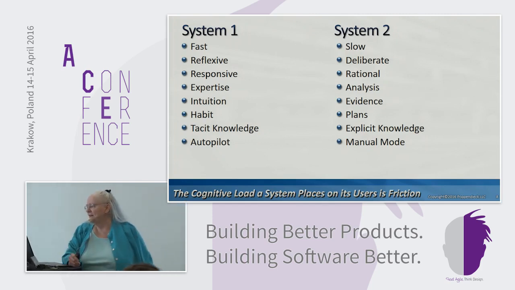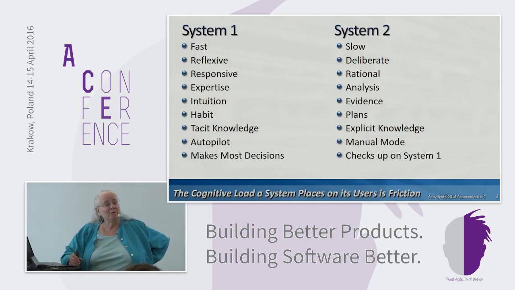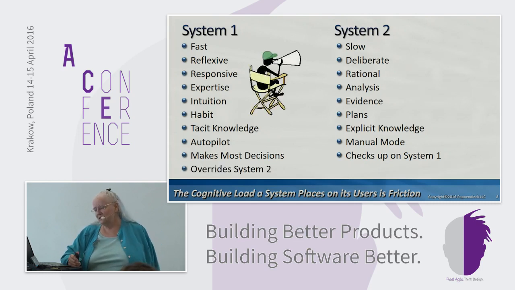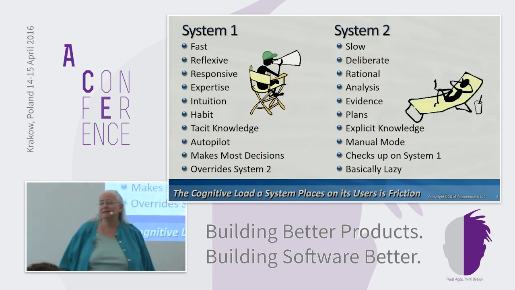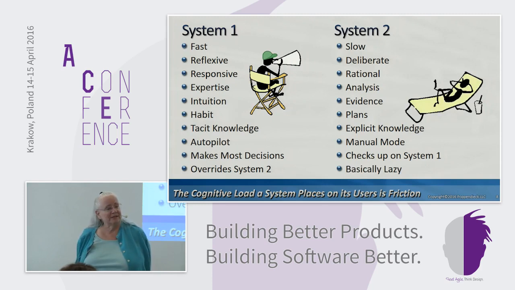Now, Kahneman says that an interesting thing is that system 1 makes most of our decisions. Okay? And system 2 checks up on system 1 to see that system 1's behaving. And system 1, however, will override system 2 every time. So if you have a rational excuse and an emotional impulse, which one wins? Pretty much system 1 every time. And interestingly enough, system 2 is basically lazy. So system 2 would rather not do the work and is very happy to let system 1 make most of the decisions.